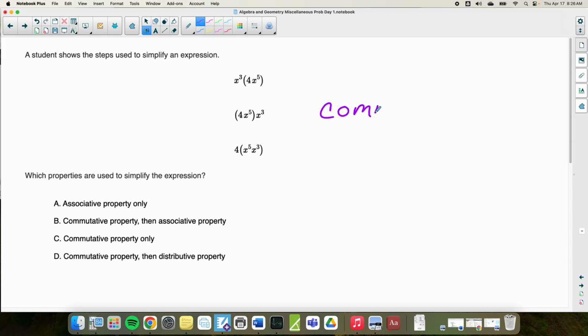And then from here to here, did they just move the parentheses? Yes, okay? So when they do associative, do you guys understand your order of your things stays the same? They just move the parentheses. With commutative, you're actually flipping the two things around. So this one is commutative, then associative.